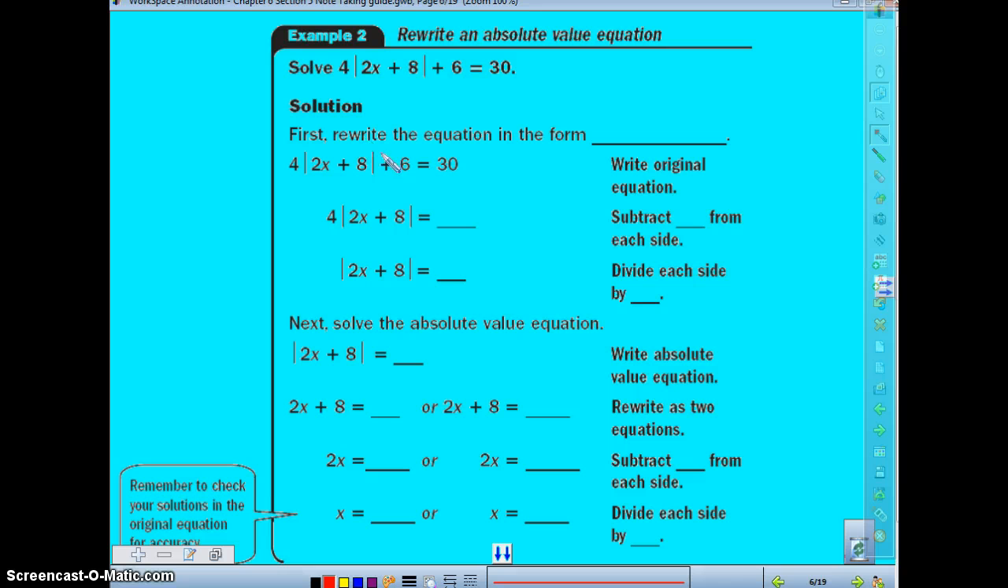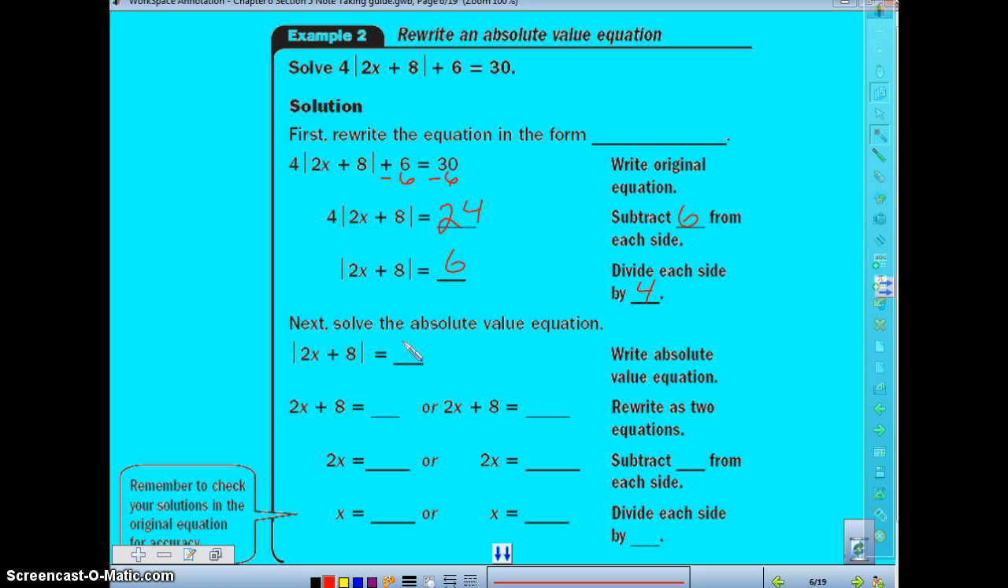Alright, so we have 4 times the absolute value of 2x plus 8, plus 6 equals 30. So the first thing we're going to do is subtract 6 from both sides. When we do that, minus 6, that comes up to 24. And then we're going to divide by 4. And notice that we have to do that to get rid of everything else besides the absolute value sign.